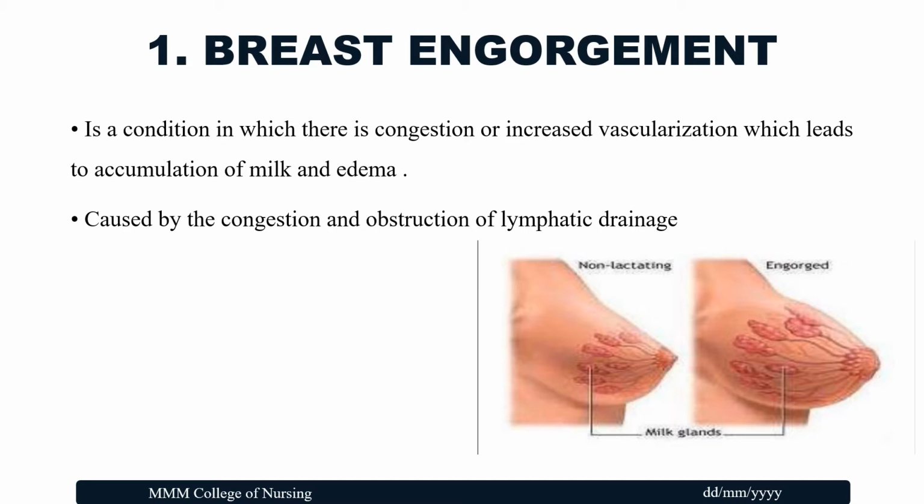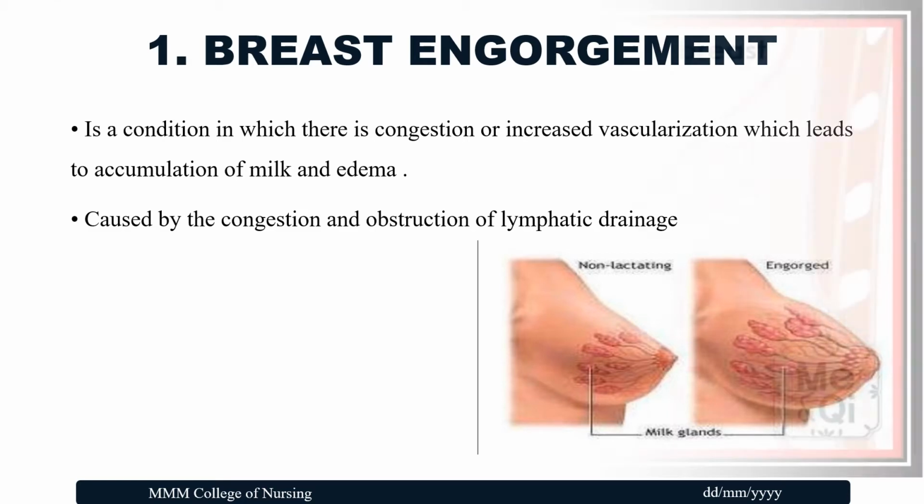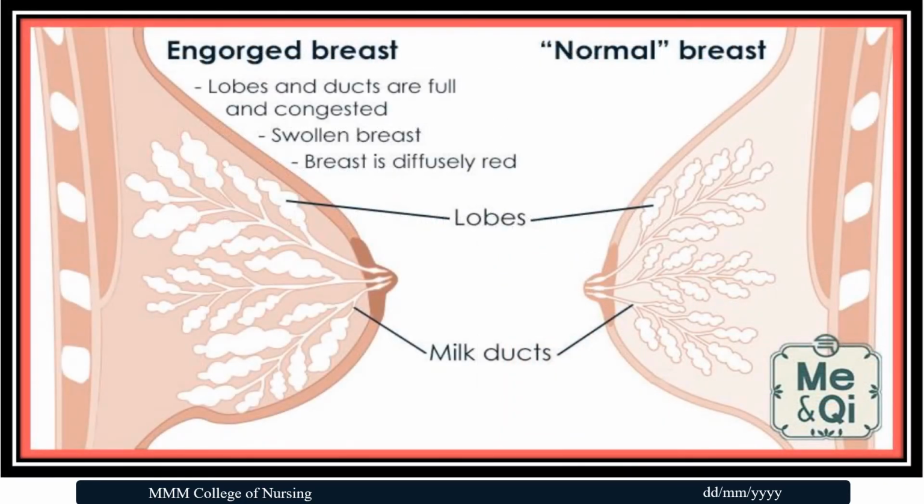In this picture, you can see the non-lactating woman's milk gland and the engorged breast. In the engorged breast, lobes and ducts are full and congested, swollen, and the breast is diffusely red. Here in these two pictures, engorged breast and normal breast, you can see the lobes and the milk duct, and how they are differentiated.